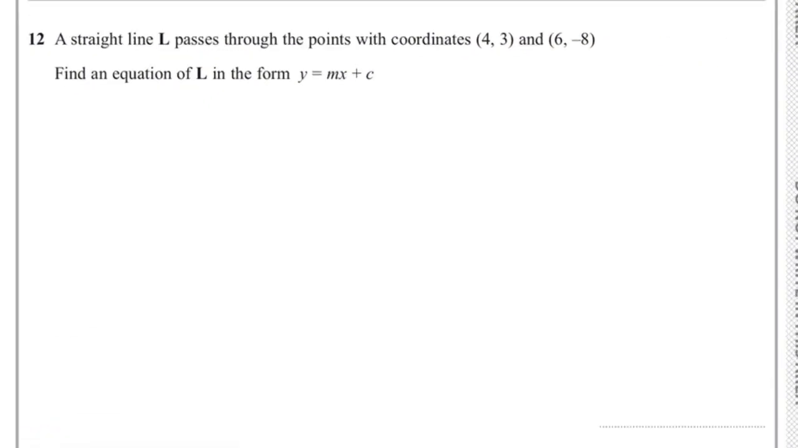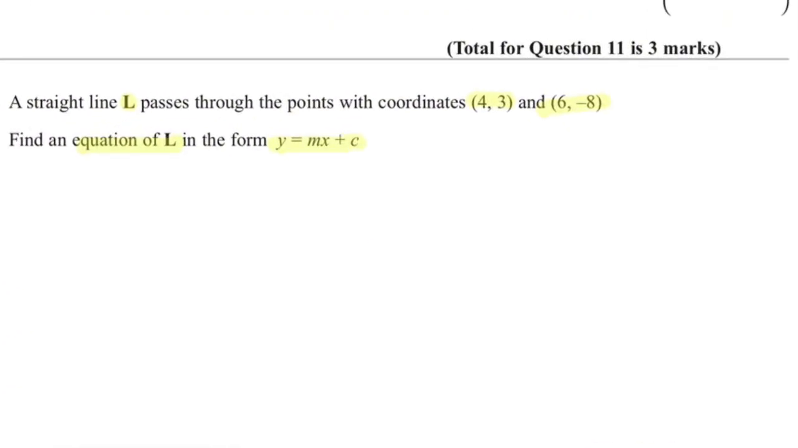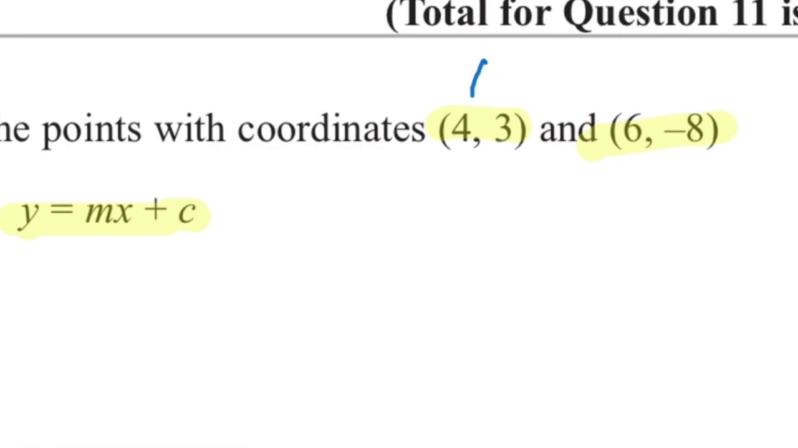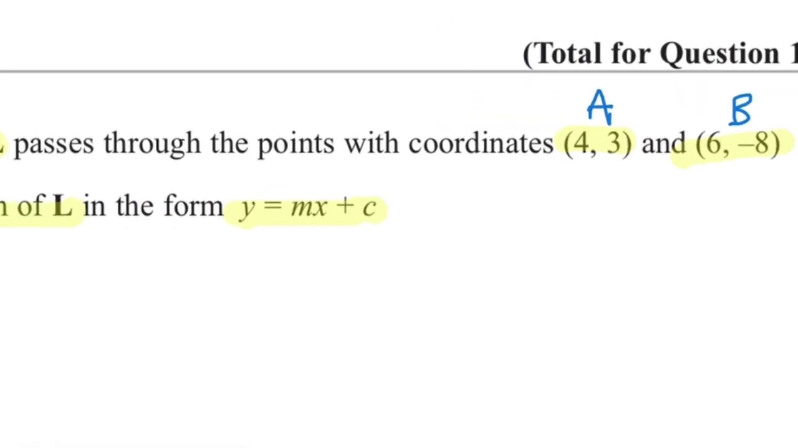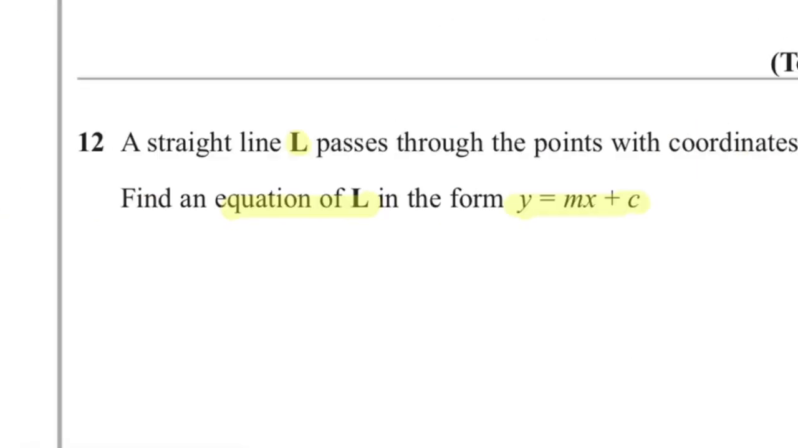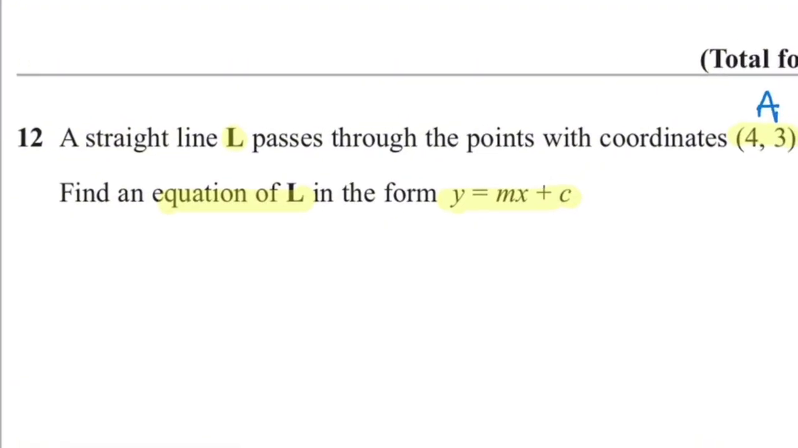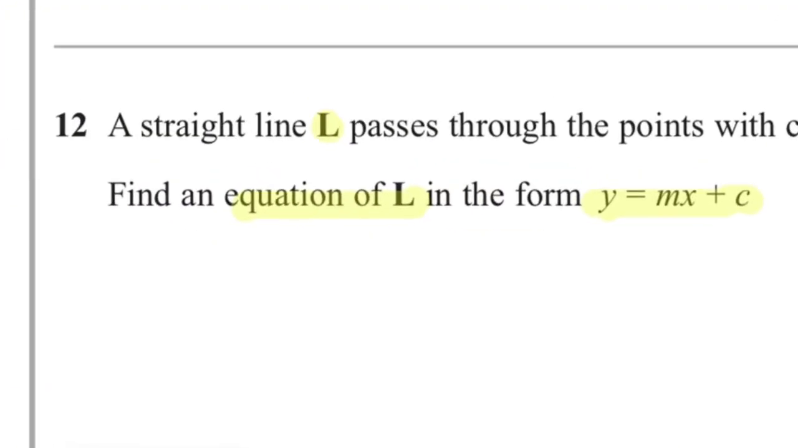This is the next question. Question number 12. It says a straight line L passes through the points with coordinates this and this. Find an equation of L in the form this. Okay, so they want an equation. Before we do that, let's write these coordinates AB. We're gonna say these are A and B. Okay, so before we do that, let's find the gradient of the points AB.